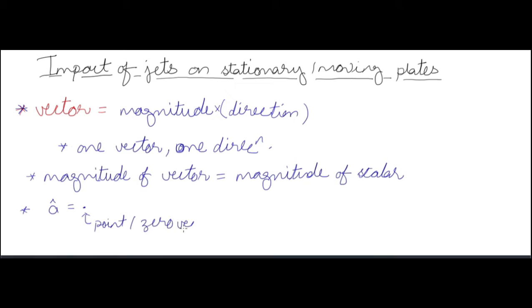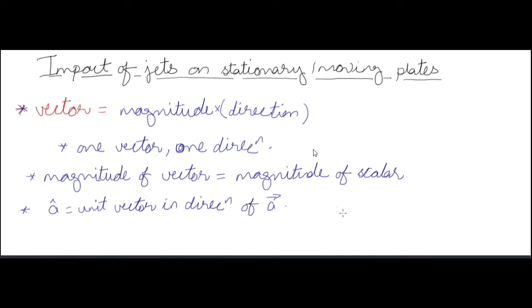We know a vector is a quantity having both magnitude and direction. It has a direction, and the length in that direction is the magnitude of the vector. So any one vector defines one direction. If you have one vector, you have one direction. The magnitude of a vector is the magnitude of the scalar associated with the vector.